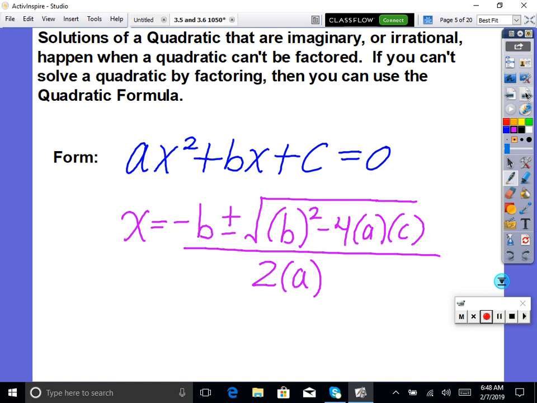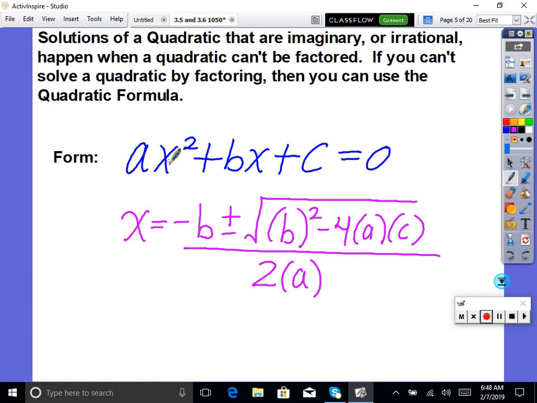Okay, so solutions of a quadratic that are imaginary or irrational happen when a quadratic cannot be factored. Because remember, if a quadratic can be factored, it'll have whole number solutions or fractional solutions. Now, if you don't have those type of solutions, quadratics always have 2 solutions. So either they have 2 imaginary solutions or 2 irrational solutions. And you'd have to use the quadratic formula to find them.